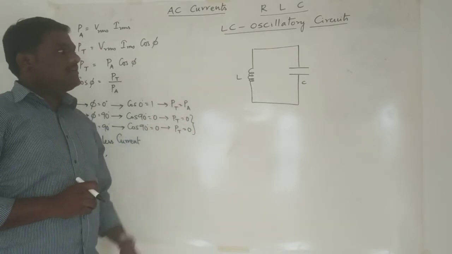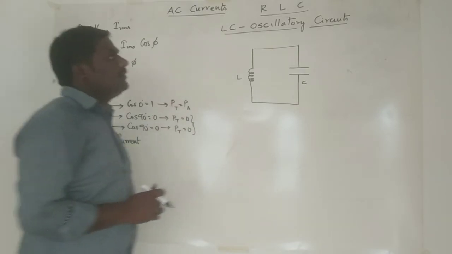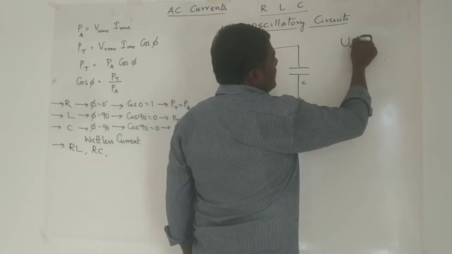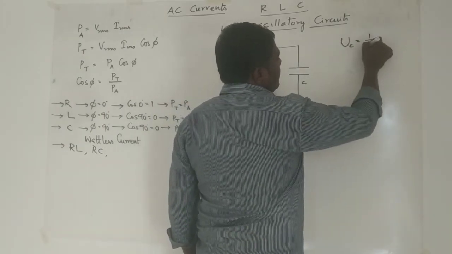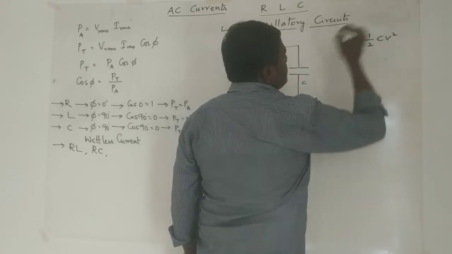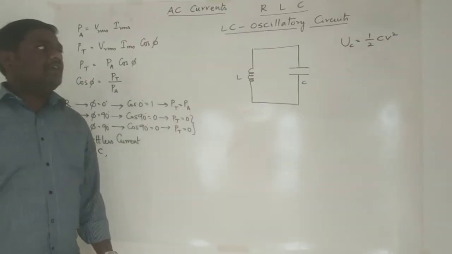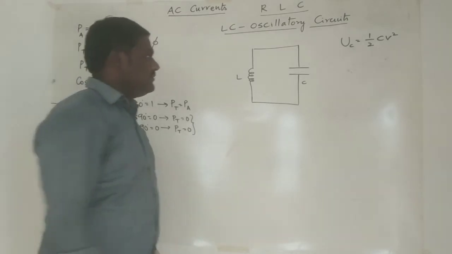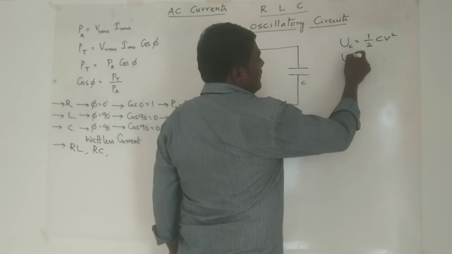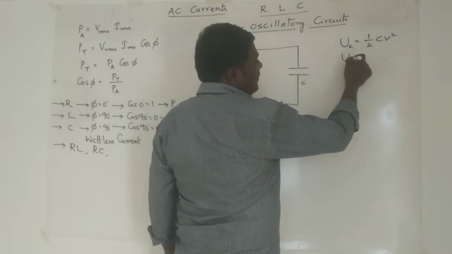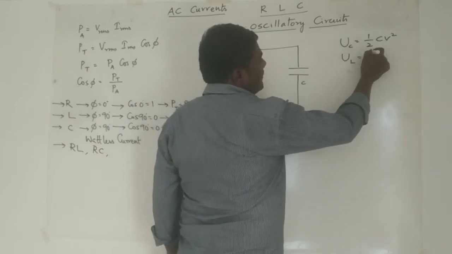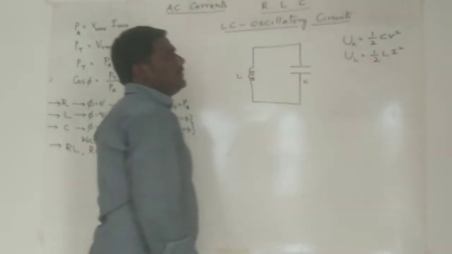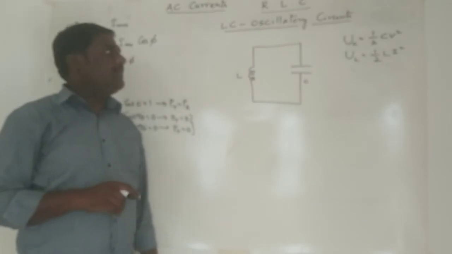So to understand this LC oscillator circuit, you require two expressions. From electrostatics, you know, energy stored across the capacitor is given by the formula half CV square. That is known as electrostatic energy stored in a capacitor when the capacitor is fully charged. And from electromagnetic induction, energy stored across the inductor is given by half Li square. Even this expression I have discussed in person.